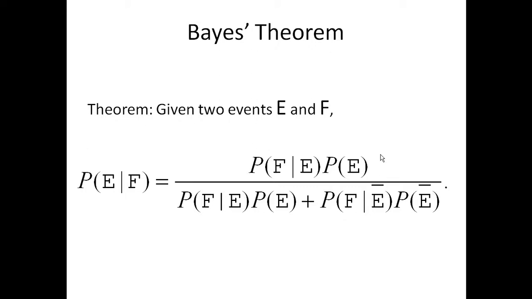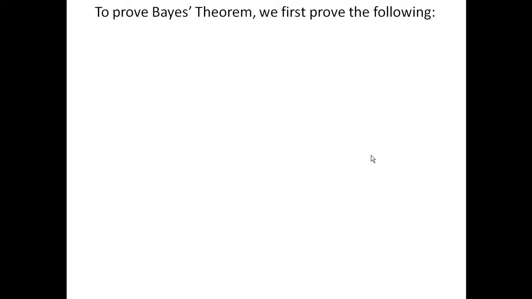Right now I'm using the set theory notion of probability to explain this. Let me actually prove this theorem, because the proof is fairly simple. Here is another version of the theorem where we don't expand the denominator, and I'm going to prove that first: the probability of E given F is the probability of F given E times the probability of E divided by the probability of F.